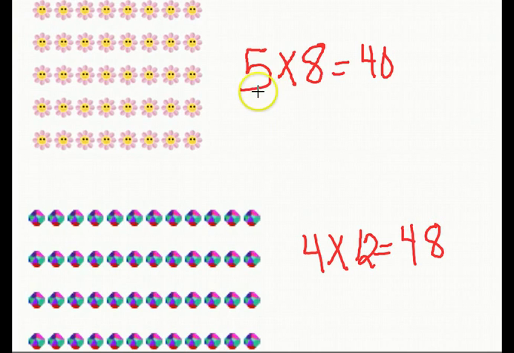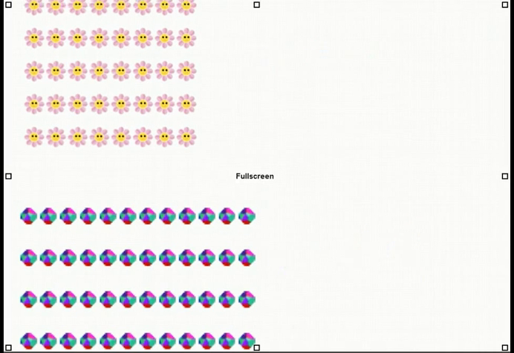So our two factors for the first one would be 5 and 8, and our product is 40. For the bottom one, my factors are 4 and 12, and my product is 48. All right, let's keep going.